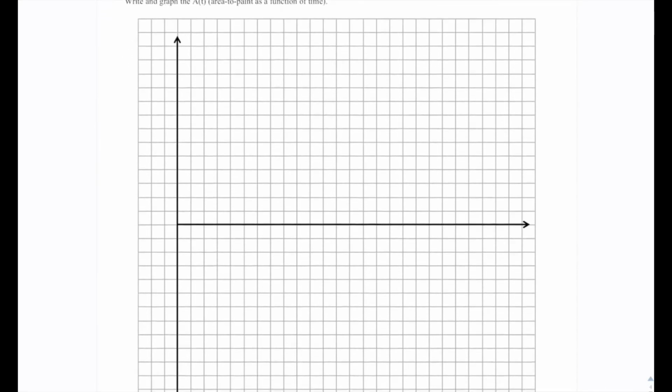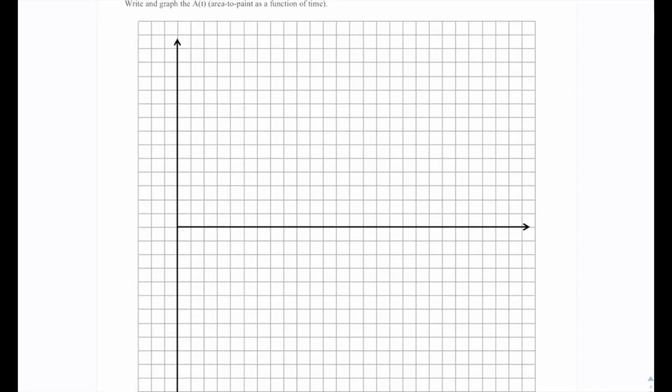The next one. Edison painted her room. She had 50 square meters to paint, and she painted at a constant rate of 7.5 square meters per hour. Write and graph A of t as a function of time. So I'm going to show you 2 ways to graph this. We can write this function 2 different ways. If we're saying that A of t, where A is area that is still empty and not painted, we can say that this is negative 50 plus 7.5 times t per hour.